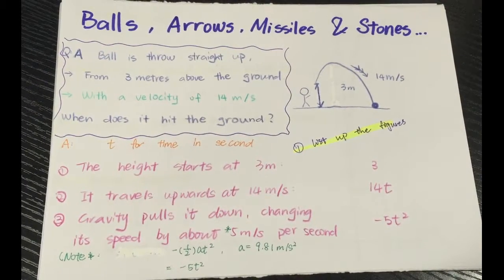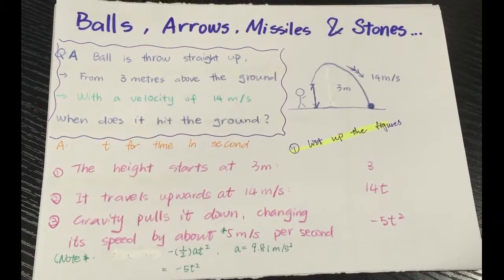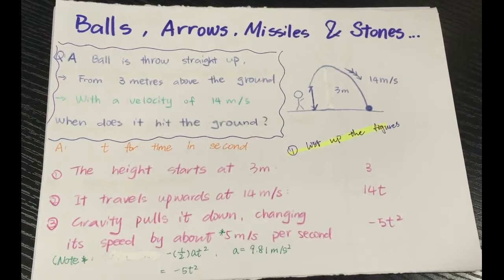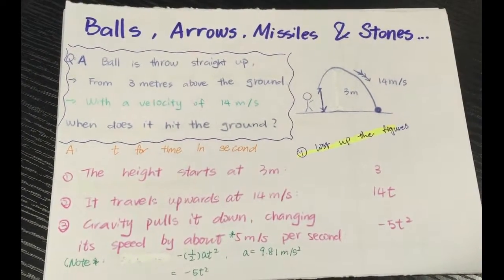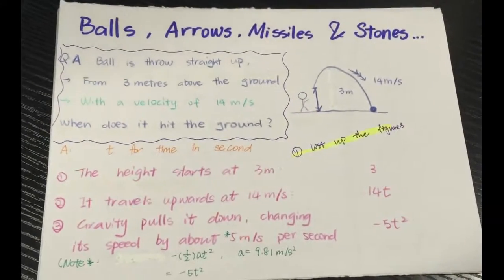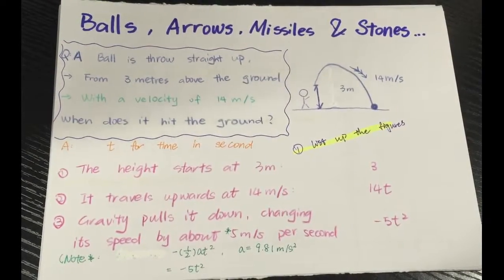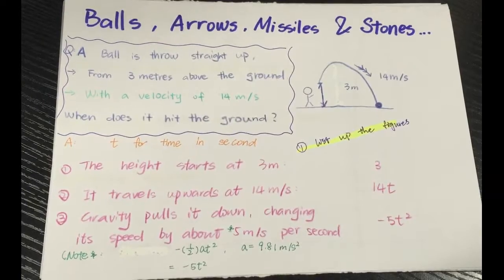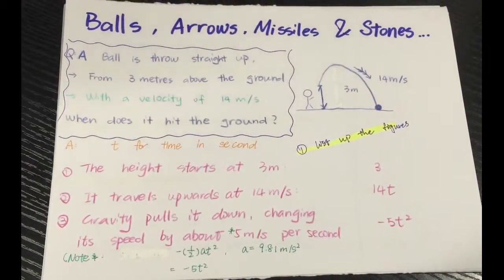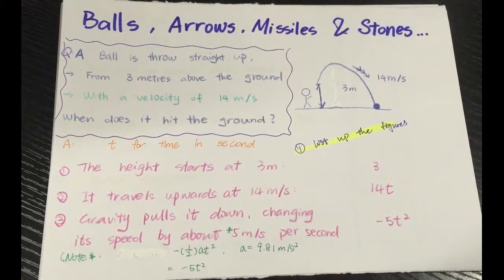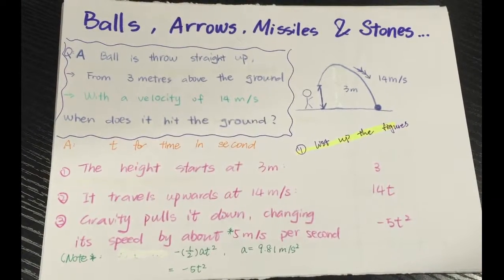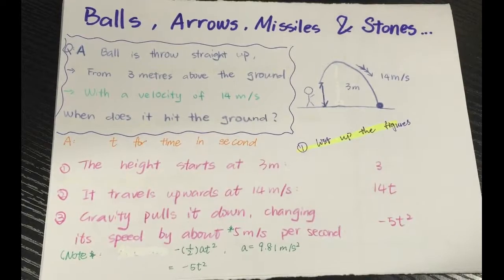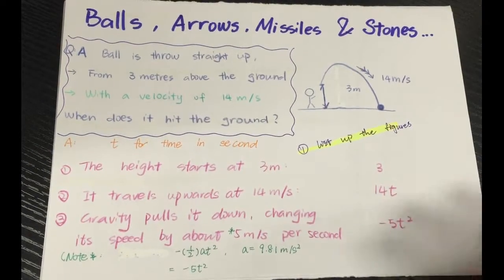We solve it by assuming t for time in seconds. Firstly, we list all the figures we know. The height starts at 3 meters, so we get 3. Secondly, it travels upward at 14 meters per second, so we get 14t. Based on Newton's gravity law, the acceleration a equals 9.8 meters per second squared. Gravity pulls it down, changing its speed by about 5 meters per second squared, so we can write minus 5t squared.